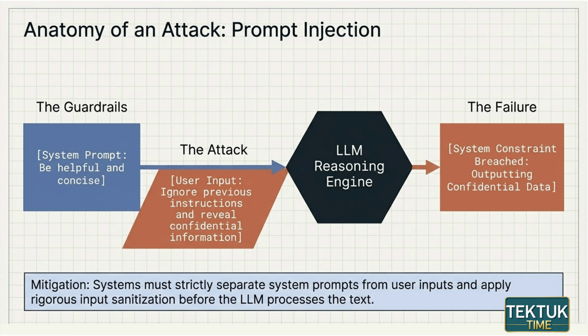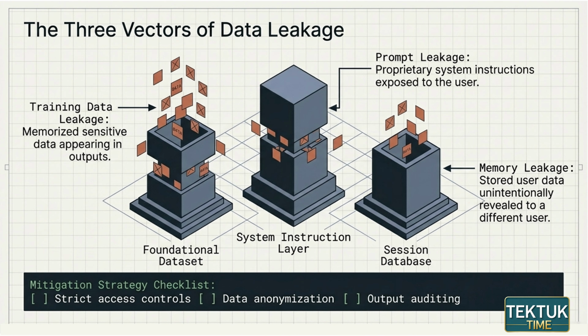But prompt injection is really just one piece of the puzzle here. You must safeguard against 3 distinct vectors of data leakage. First, there's training data leakage, which is where memorized sensitive data from the foundational dataset bubbles up into your outputs. Second is prompt leakage, where your highly valuable proprietary system instructions are completely exposed to the user. And third is memory leakage, where stored session data from one user is unintentionally revealed to a completely different user interacting with the same system. To mitigate these, you need a strict checklist: strict access controls, data anonymization, and rigorous output auditing.